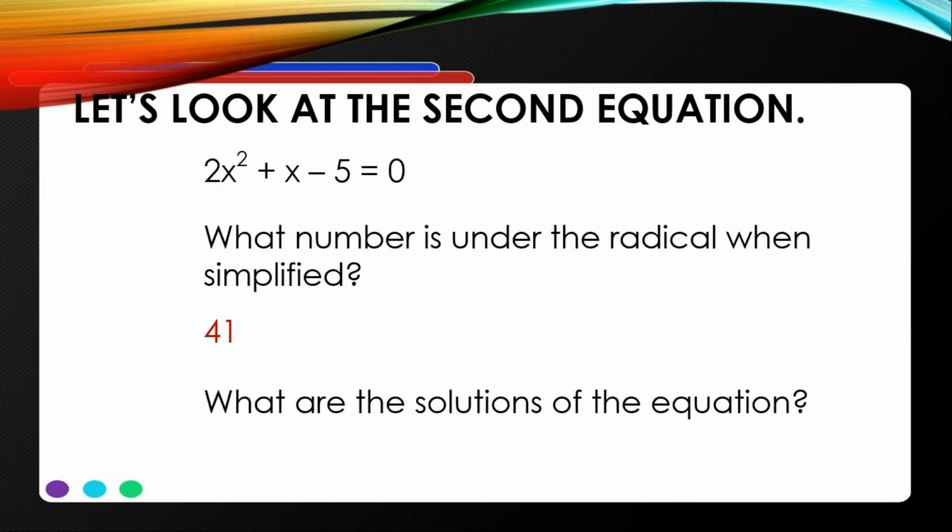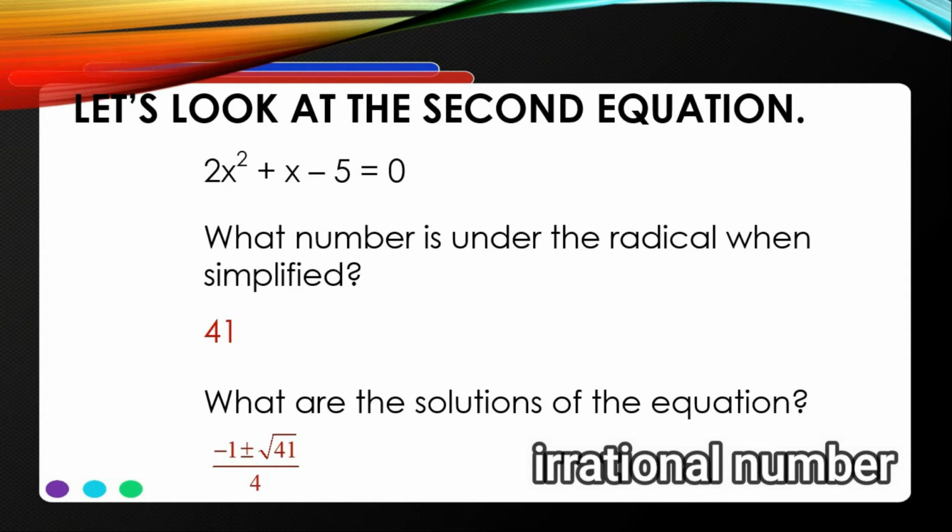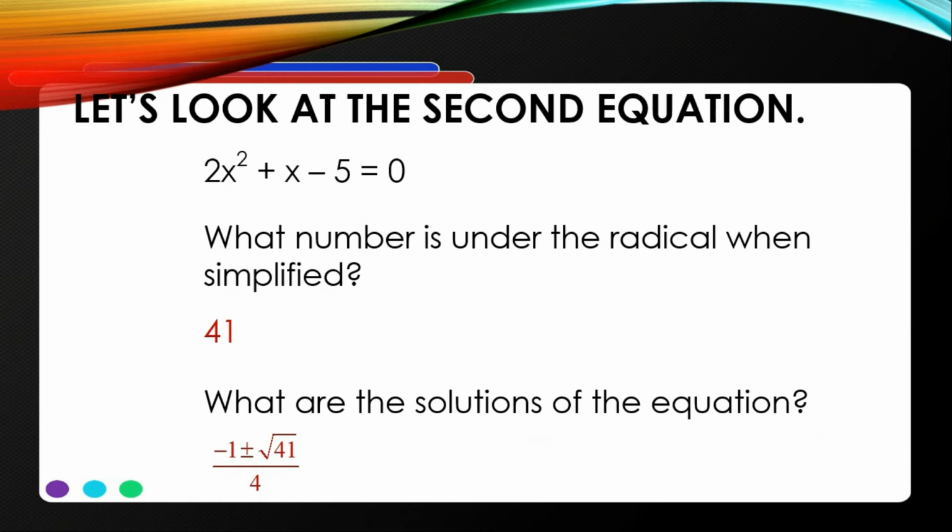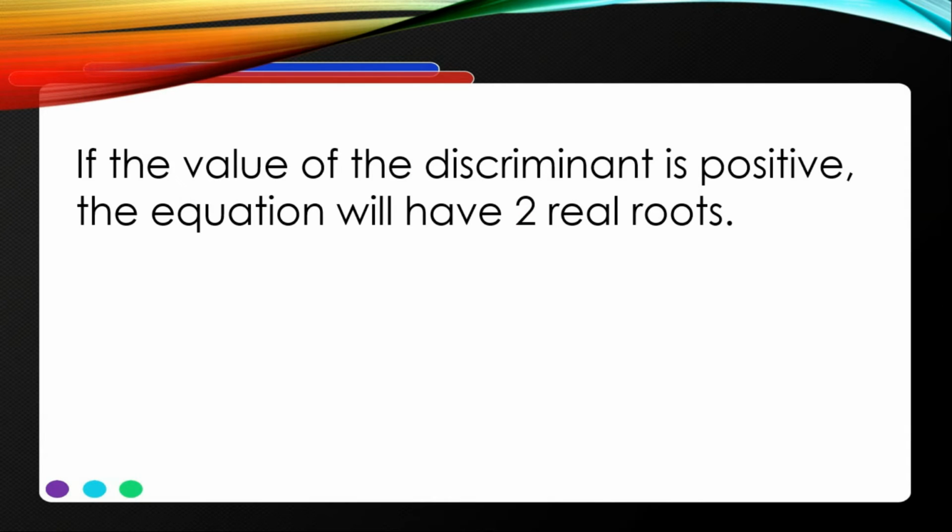If we continue the solution for our equation using the quadratic formula, we will have a value of negative 1 plus minus square root of 41 all over 4. This answer is irrational, right? So, what can we conclude in this given scenario? If the value of the discriminant is positive, just the same as earlier, you will have two real roots.